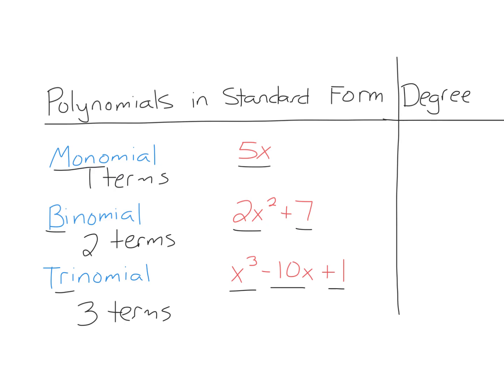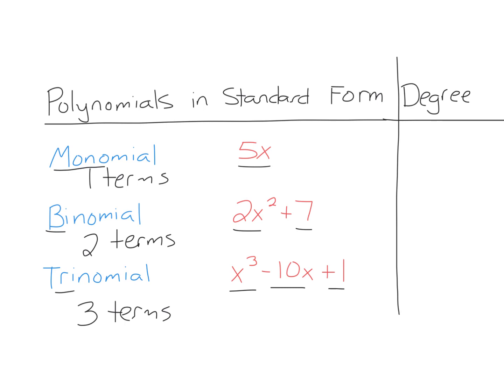Now we have to talk about what degree means. Does anybody have an idea of what a degree means in math? Degree means it's the highest exponent, so the highest power of that polynomial. A monomial, binomial, trinomial, those are all polynomials, just in their own different divisions. Their degree is the highest exponent out of that polynomial.